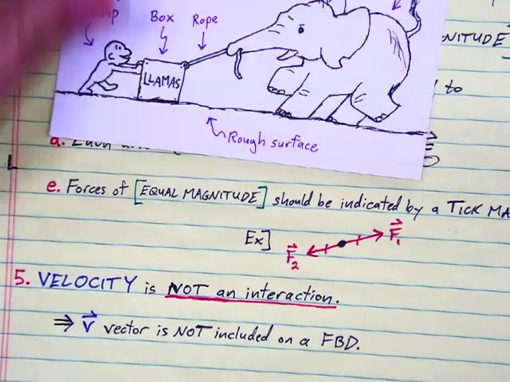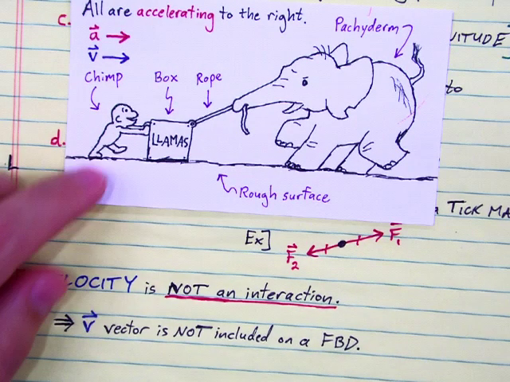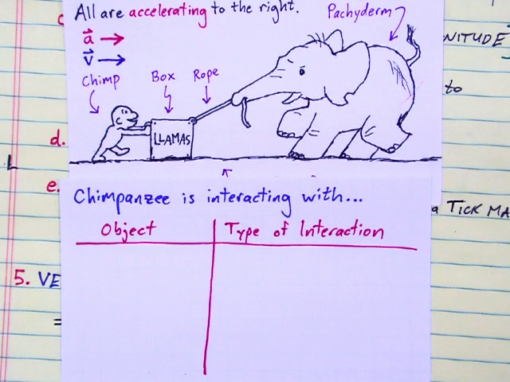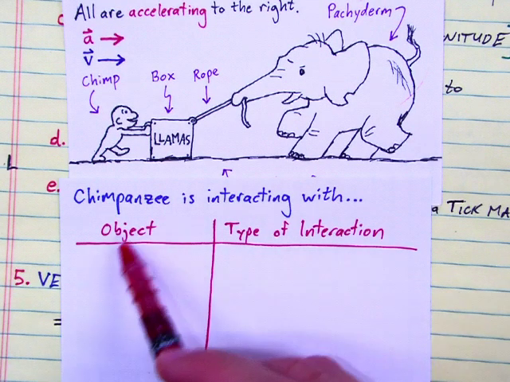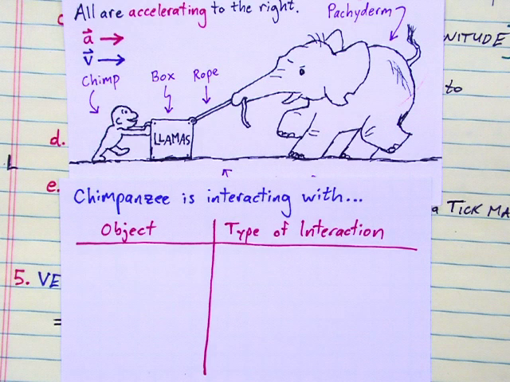I would like you to diagram the interactions that the chimp is experiencing. Let's get an FBD for the chimp. So start with a little inventory here. Count out what are the objects that the chimp is interacting with and what type of interaction is each one. Pause the video and make that list.